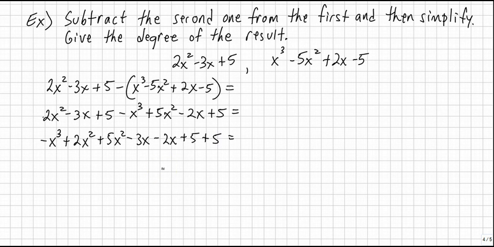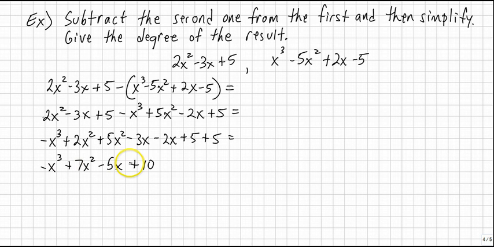Now that all the similar terms are next to each other, I can go ahead and combine them. Just like we have been, you can add or subtract similar terms or similar monomials. So I'll have negative x to the third, and then if I have 2x squareds plus 5x squareds, I have 7 of those. Negative 3x minus another 2x will be minus 5x, and then 5 plus 5 is 10.